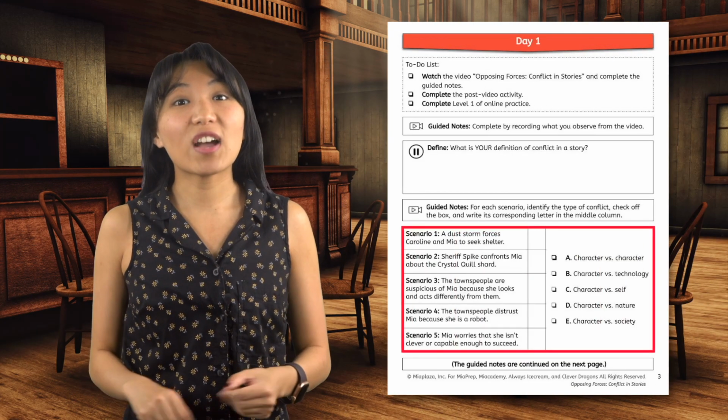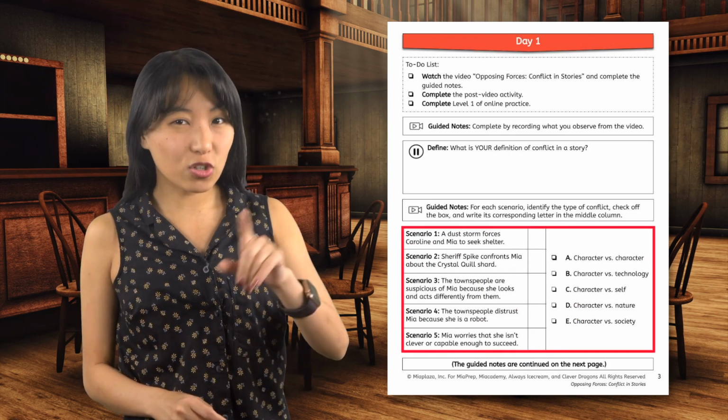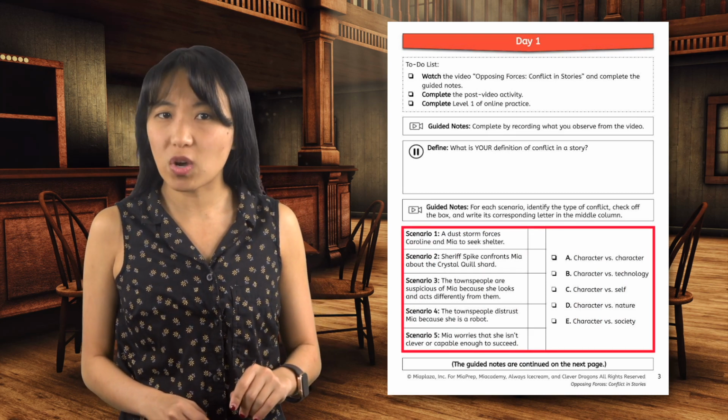Wait, you are right, Mia. We're already facing a very stormy external conflict right now, but which one is it? Be sure to identify and check off the conflict type in your guided notes as we face each one. So, I'm thinking that dust storm outside right now is a great example of a character versus nature conflict.